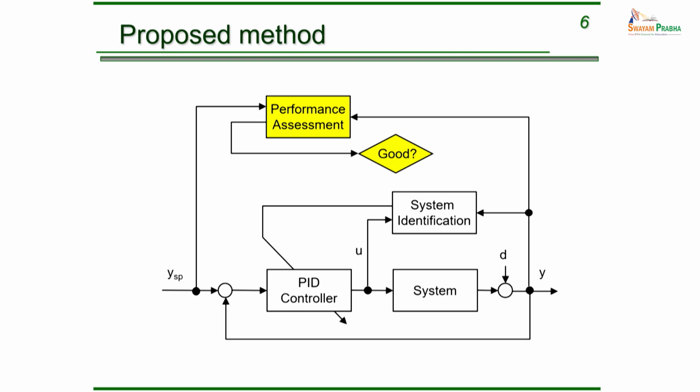If the performance is not good, turn on the system identification and feed those new parameters into the PID controller. On the other hand, if the performance is quite good, you need to turn identification off, and all you need to do is conventional PID control on this system.